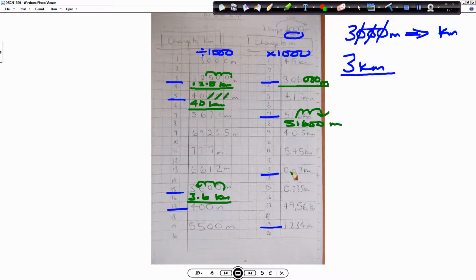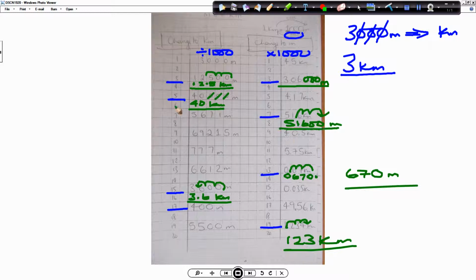0.67 kilometers. Grab the decimal point. 1, 2, 3. So copy the 0, 6, 7, and another 0 and put the point in there. And our final answer is 670 meters. 1.234 kilometers. Times by 1000. Get the decimal point. 1, 2, 3. So final answer is 1, 2, 3, 4 meters. And that's the end of our sample questions that you're supposed to have done.